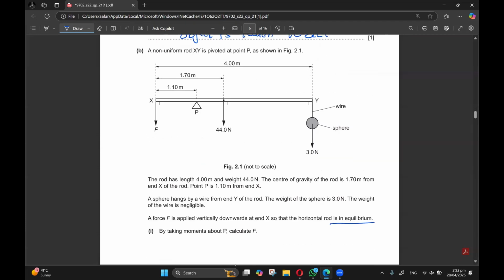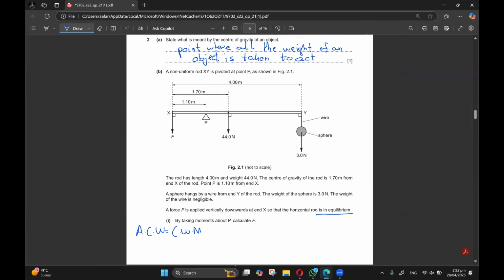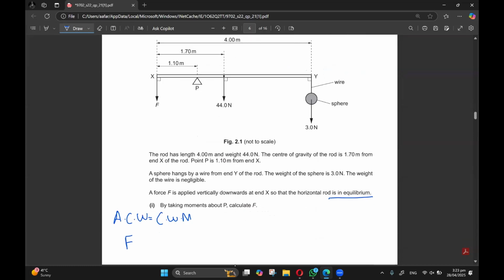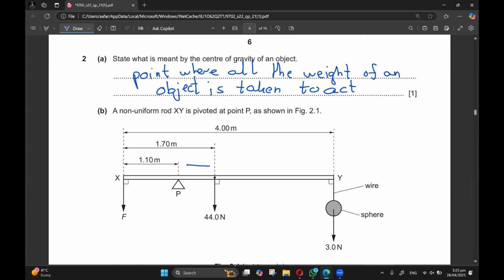This is this type of question, moments which you can get. We know that clockwise moment is equal to anti-clockwise moment. So the only anti-clockwise moment which we have is F into perpendicular distance, which is 1.1. The clockwise moments: the weight of the rod, 44, into perpendicular distance from the pivot, which is 1.7 minus 1.1, which is basically 0.6, right?